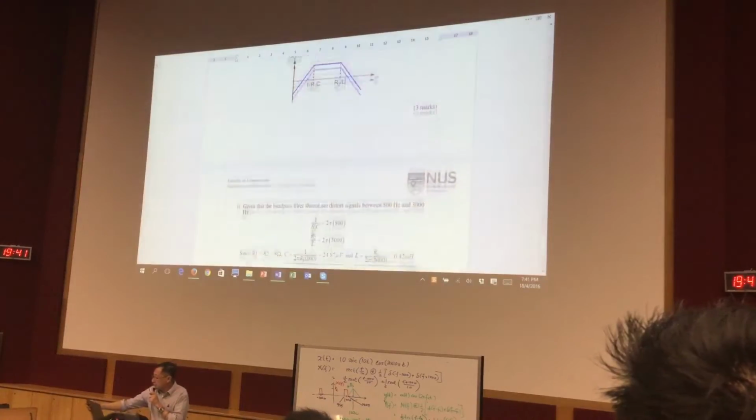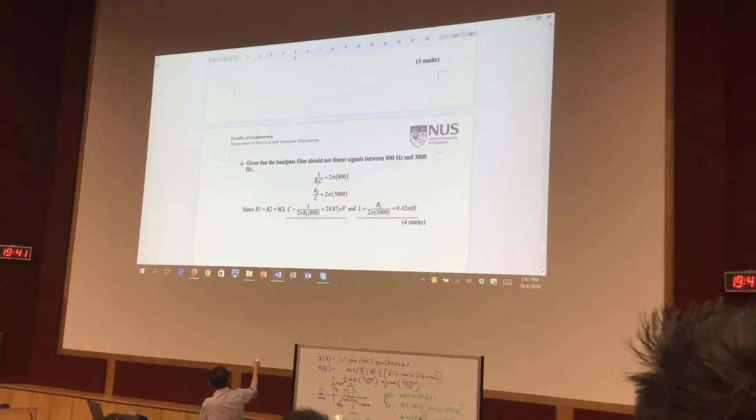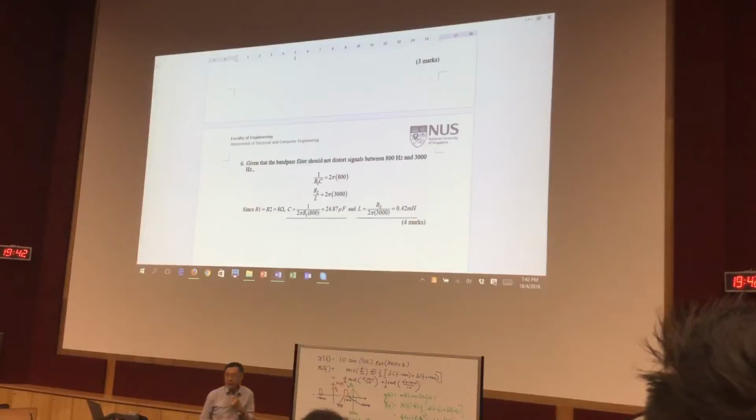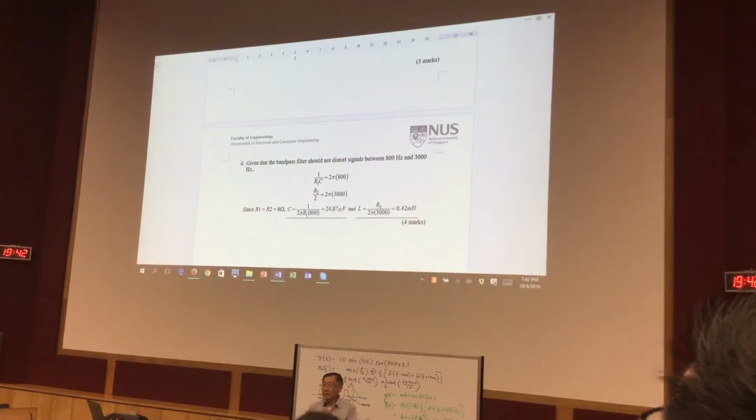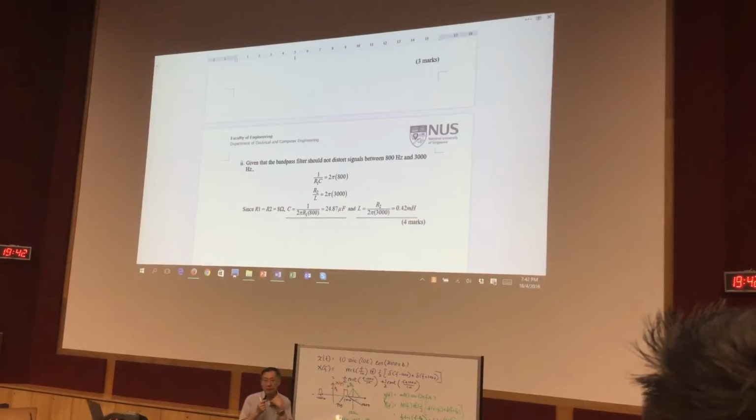So that's 800 Hertz, this is 3000. R1 is known, R2 is known, so C can be obtained from here, L can be obtained from here, and that's your answer. So it's not super confusing, I hope. The only thing is that many of the students don't have that familiarity with the differentiator. But if you look at the expression, it's straightforward.